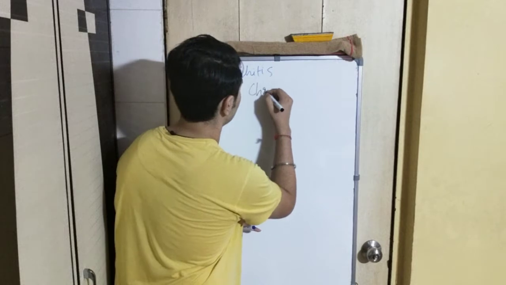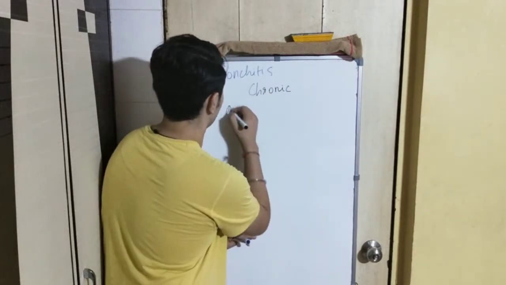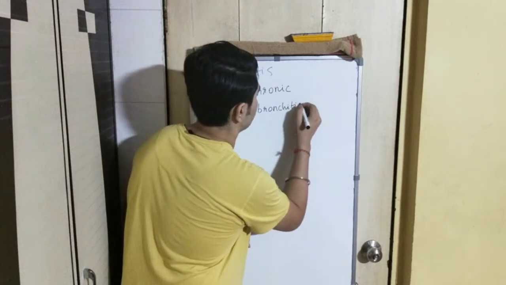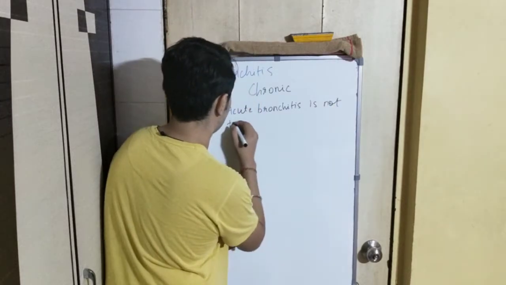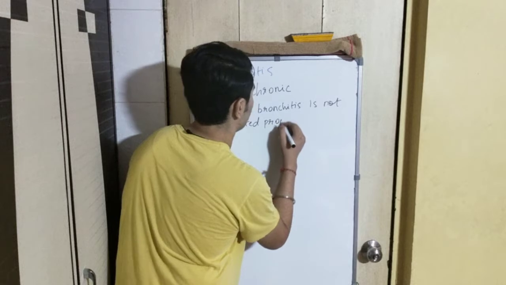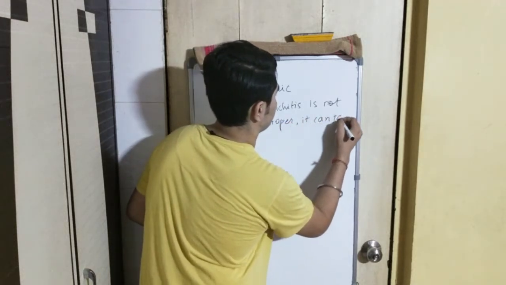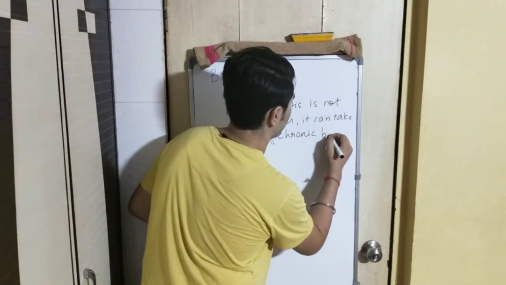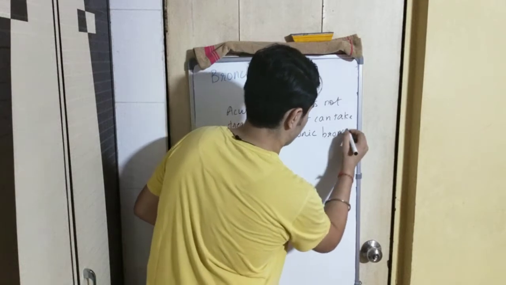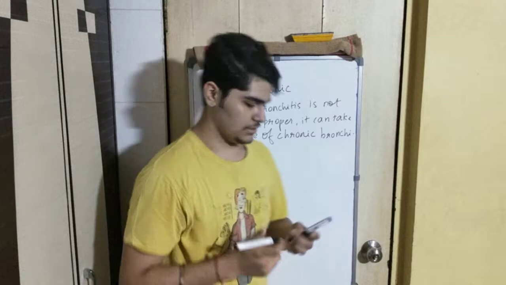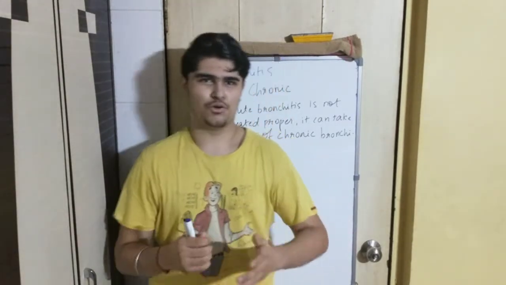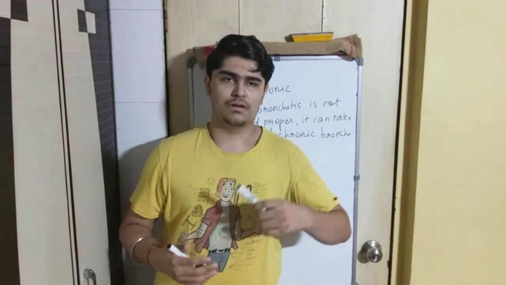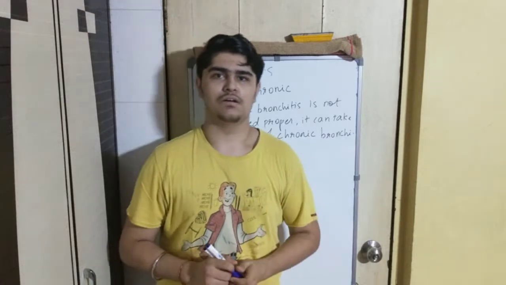So now we are going to talk about chronic bronchitis. When acute bronchitis is not treated properly, it can take place of chronic bronchitis. Yes, this is the second stage of bronchitis. Because if you are not curing the acute bronchitis well, you will not be able to cure chronic bronchitis, because it is much more deadly, much more effective than the acute bronchitis.